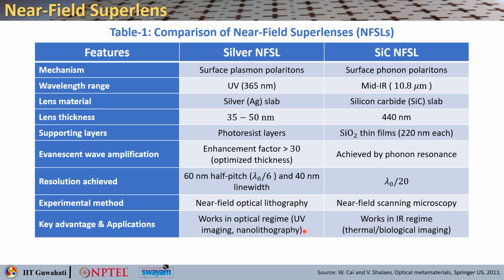So, what is the key advantage? The silver one works in the optical regime, so UV imaging or nanolithography can be the applications, and the silicon carbide one works in the IR regime, so you can use it for thermal or bioimaging applications.